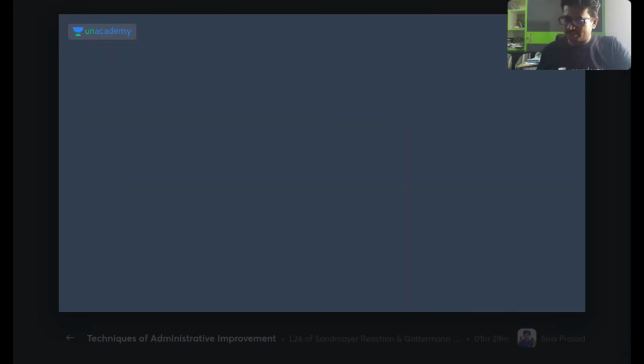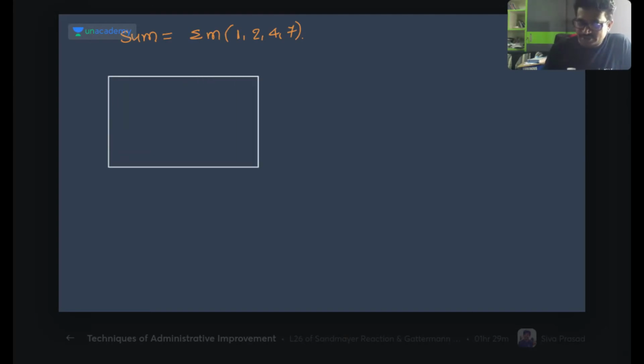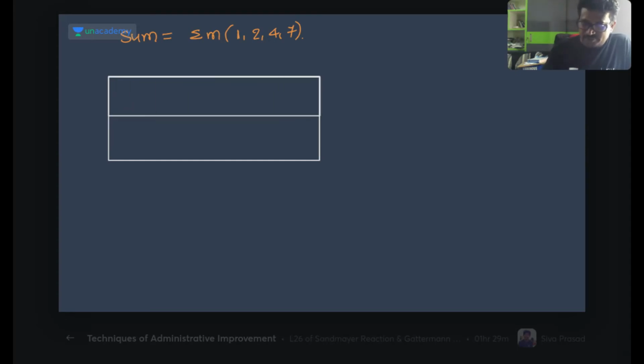Now we can see these expressions. What is the sum expression for the full adder? The min terms we have seen are 1 2 4 7. Let's try to minimize these expressions. Let us try to minimize this expression by using what? K-map. For minimization we use a K-map.